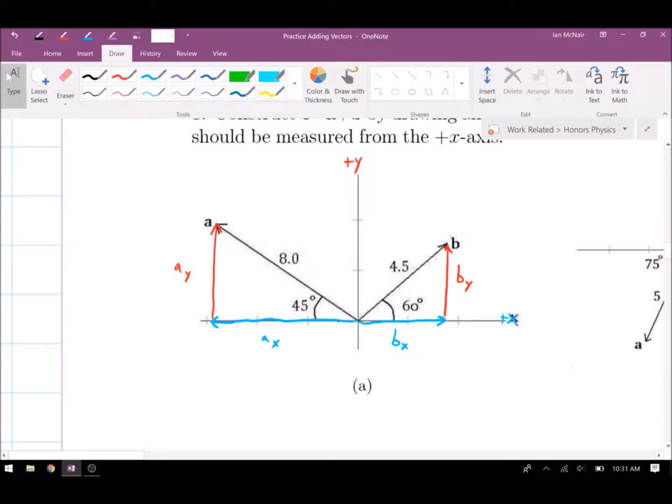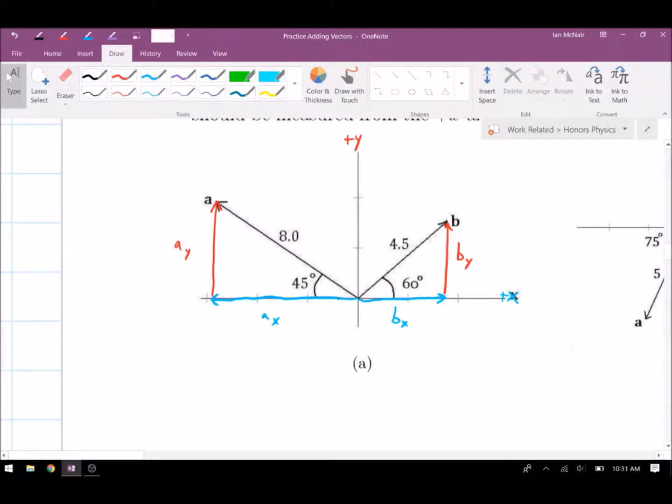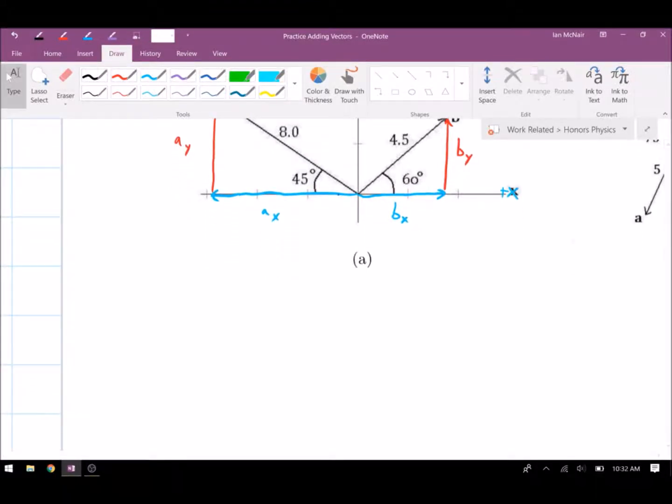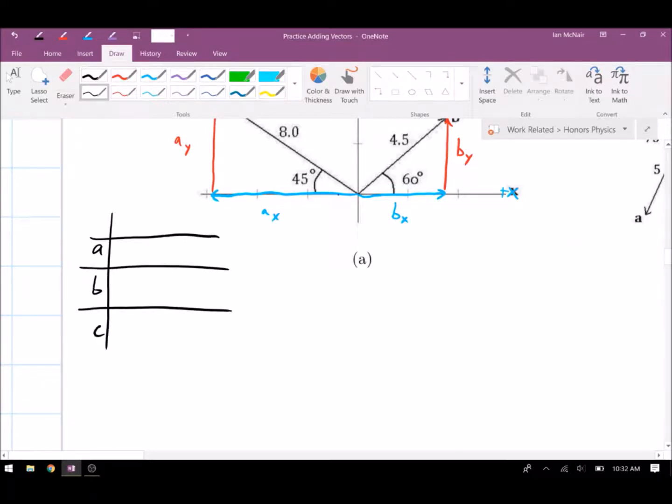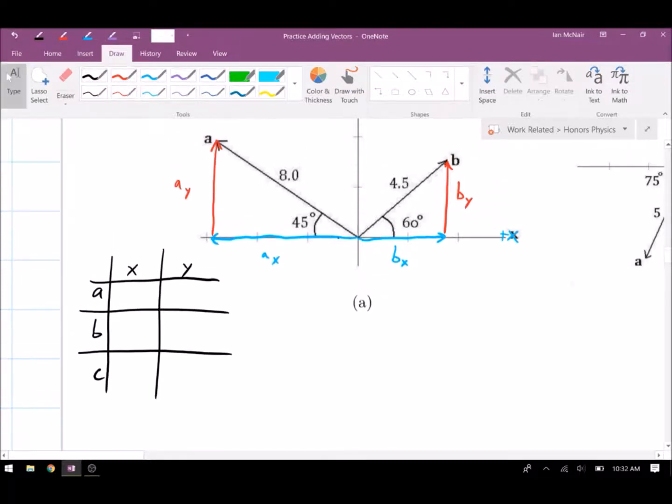So first thing I'm going to do for organizational help, I guess, is make a chart. And this chart's going to include A, B, and C in it. I'll do it right here so it stays real close. A, B, C. C, again, is our resultant. And then we're going to have the X components and the Y components. So pretty easy. We're going to start with A.